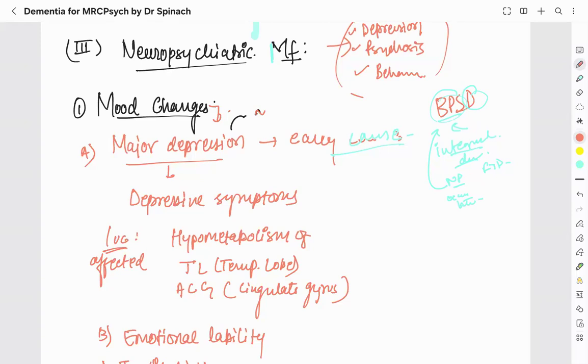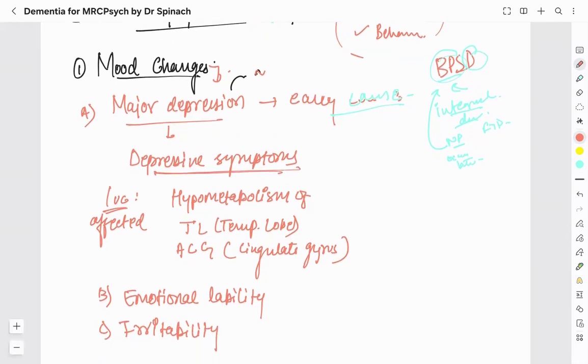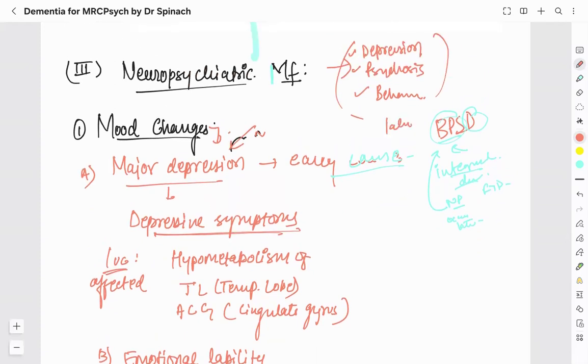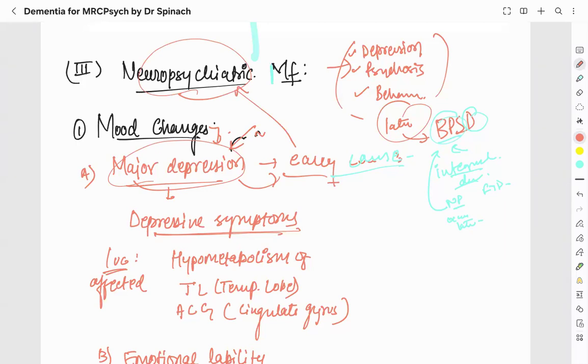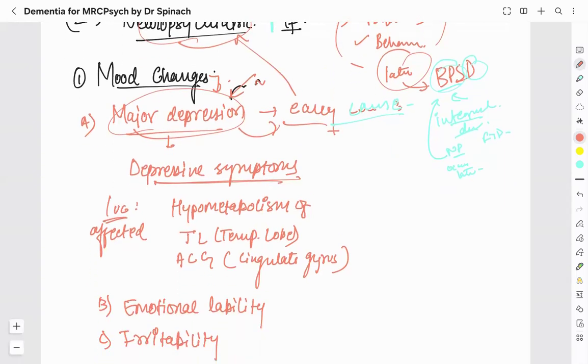Okay, so we have major depressive symptoms here. We have major depression, which comes early in the course. So, as you said, this could be a difference. BPSD is usually later, it comes in the late phases of dementia, but mood changes like major depression come in the early phase. So basically, we can say that neuropsychiatric manifestations can be independently present and do not lead to BPSD. BPSD may be multiple neuropsychiatric manifestations present together. I think so, but I'm not sure. I have to go through a textbook once.